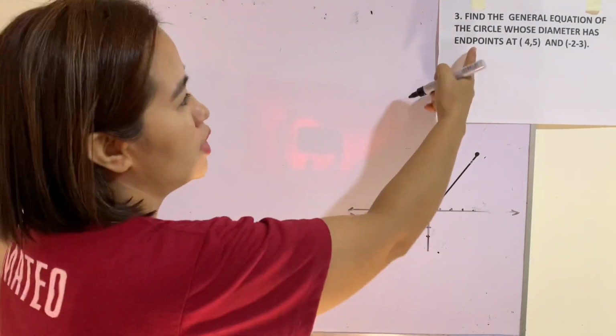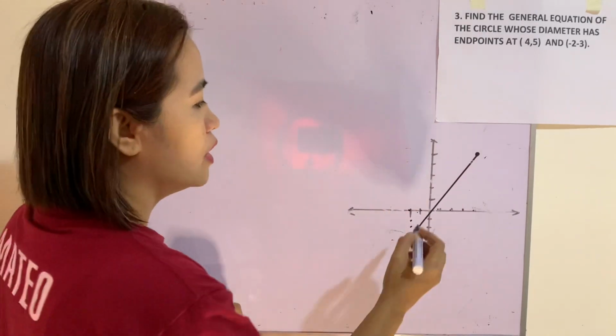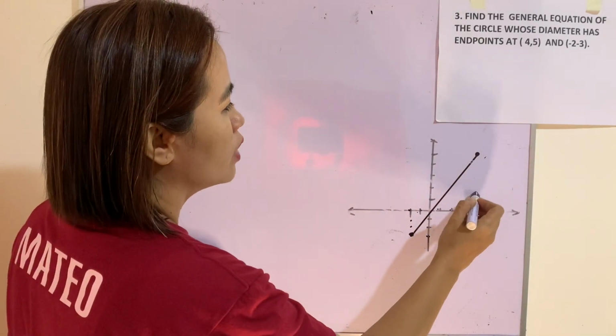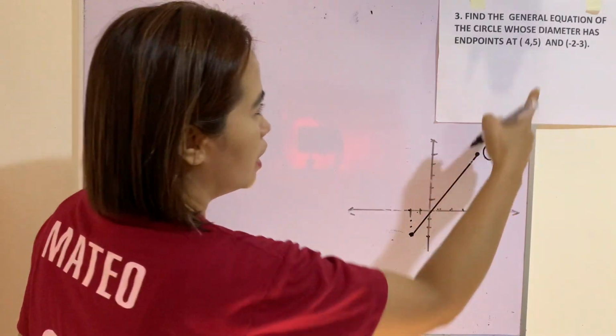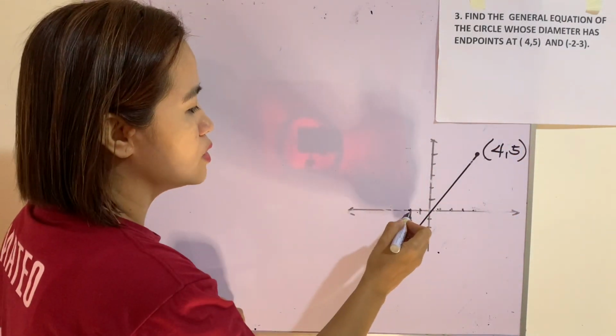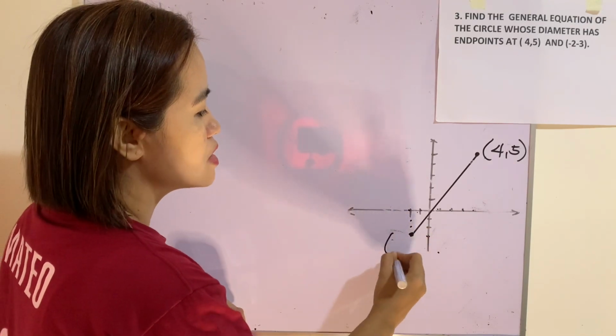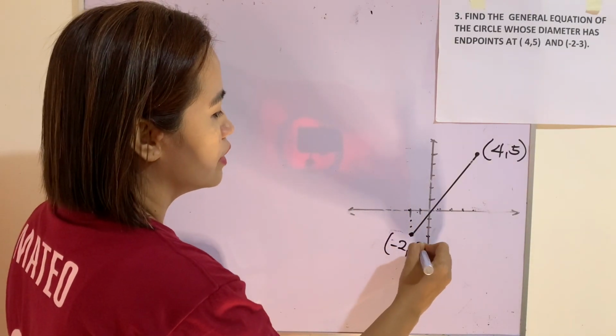I have already located these points: 4, 5. This 1, 2, 3, 4. 1, 2, 3, 4, 5. This is 4, 5. And then negative 2, negative 3. 1, 2. 1, 2, 3. This is negative 2, negative 3.